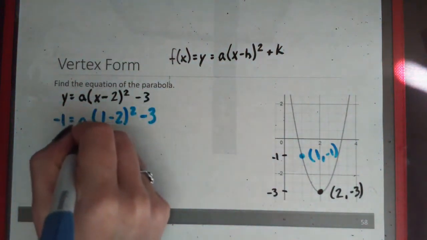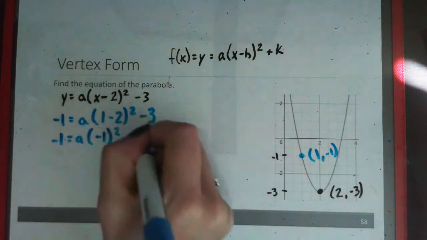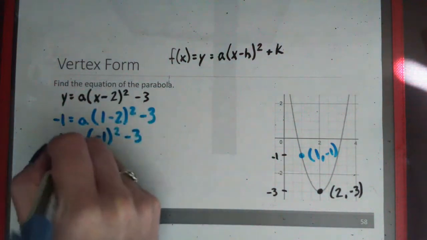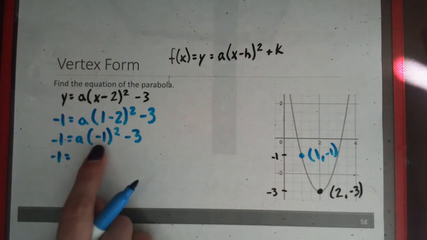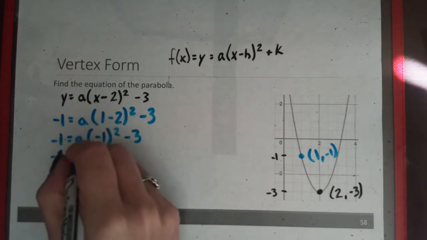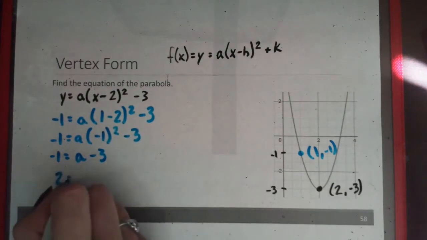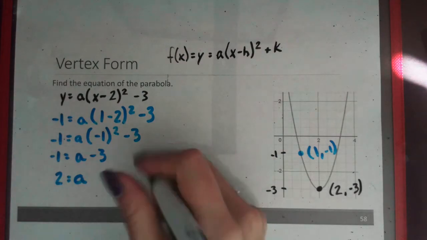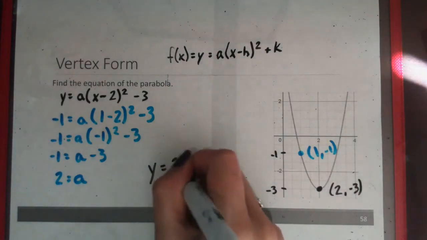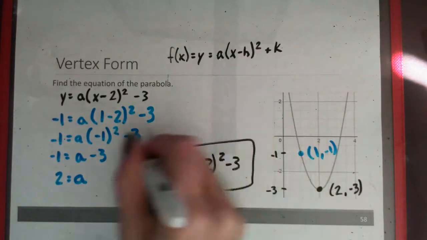That gives us negative 1 is equal to a times 1 minus 2, which is negative 1, quantity squared, minus 3. That means negative 1 is equal to, negative 1 squared is a positive 1, so I just have a times 1, which is just a, minus 3. Then I can add the 3 over. I get a is equal to 2. Once I know the a value, I can go back and plug it into my equation. And we will have y is equal to 2 times x minus 2 quantity squared minus 3. That is the equation of this graph.